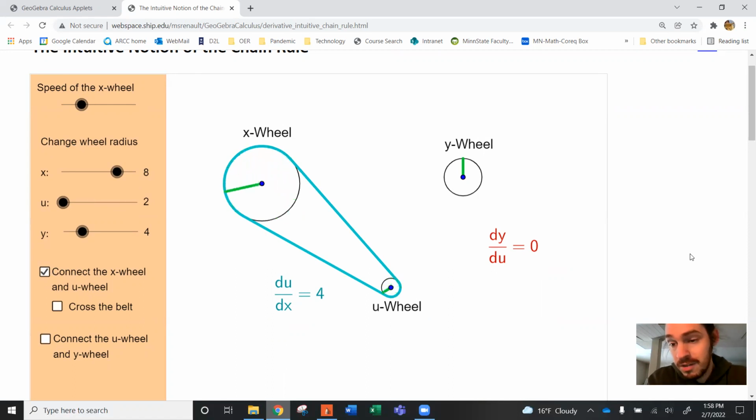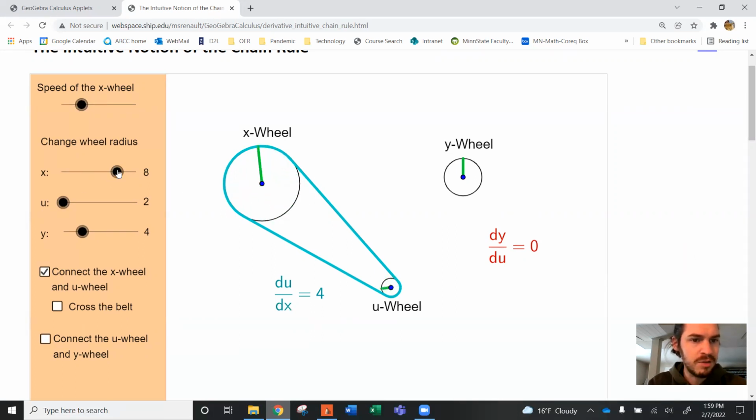This happens with gears on a bicycle, right? You have small gears and big gears connected by a bike chain. It happens inside your car with drums and belts that are connected and spin. Now that these are connected by a belt, the spinning of the x wheel causes the u wheel to spin. But the difference in the radii makes it so that one time around the x circle is actually 4 times around the u circle wheel.